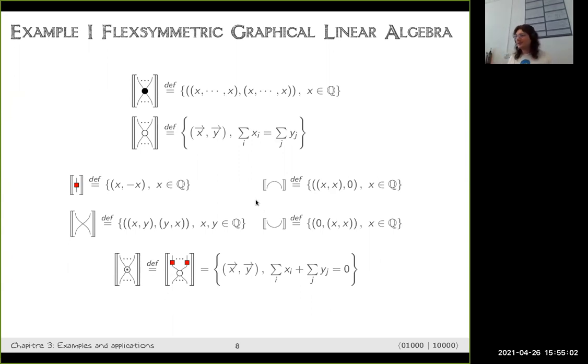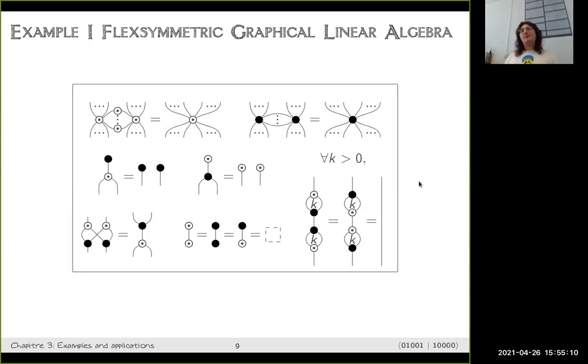And what is very nice is that now when I state what graphical linear algebra is, I can also rewrite all the equations up to FLEXSYMMETRY. So here you have a complete language for linear relations. It's not impressive if you don't know graphical linear algebra, but usually the language is presented with a lot more equations because you have to take into account all the possible ways to swap between inputs and outputs.